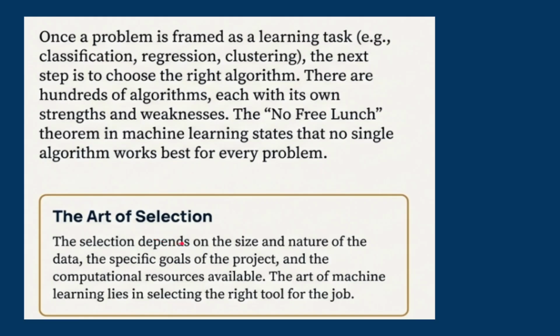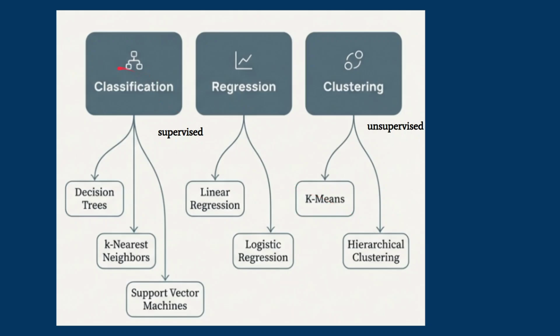And the takeaway from this slide is that the selection depends on the size and nature of the data, the specific goals of the project, and the computational resources available. The art of machine learning lies in selecting the right tool for the job. Okay, so the types of machine learning algorithms here are supervised and unsupervised. Under supervised, classification and regression, and clustering comes under unsupervised. Under classification, we have decision trees, k nearest neighbors, and support vector machines. They are commonly used algorithms, and we'll see decision trees in detail in the next video.